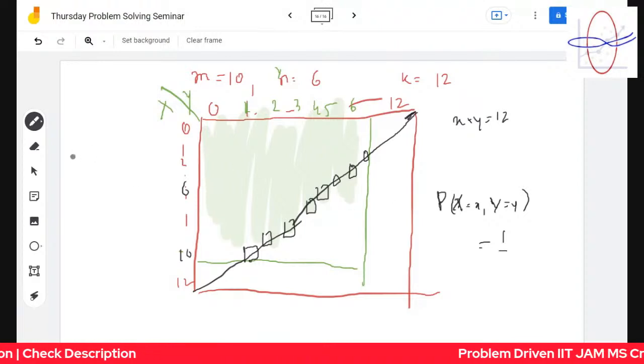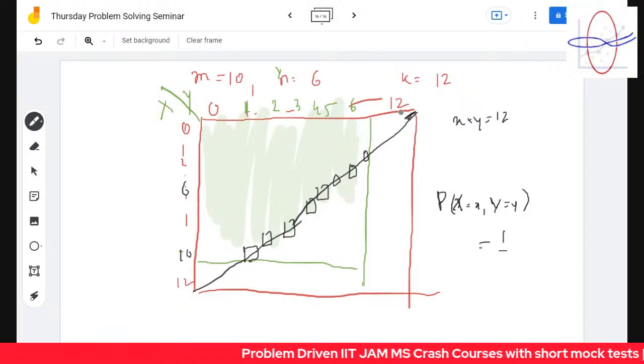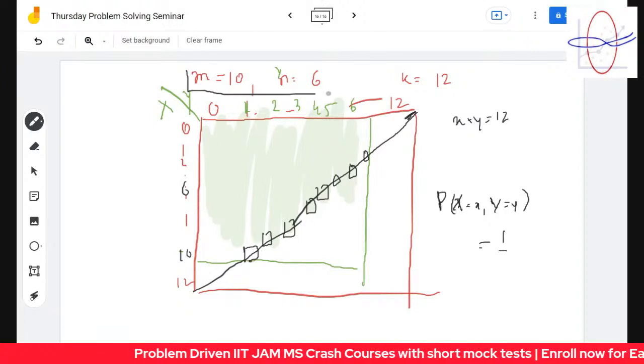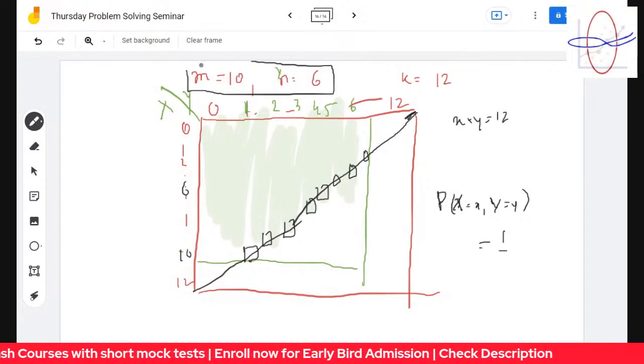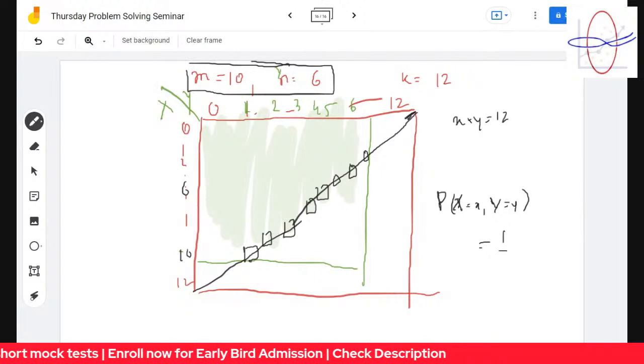1 by 13. Let's check 1 by 13. Are you sure? Because 12 will not be there, because m and n. No, x can take at most 10. No? That's the special case I'm doing.